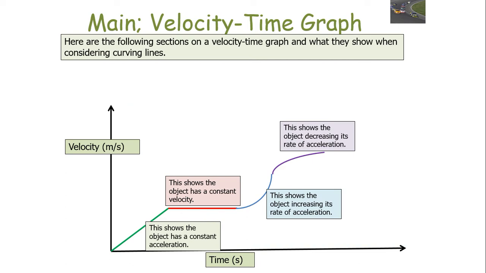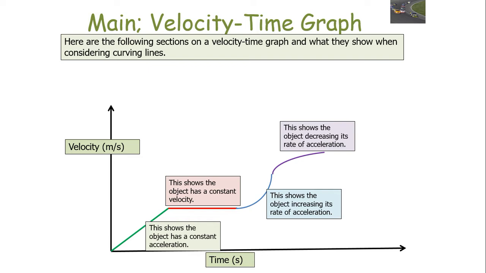Now, we can also consider curves, because you can get curved sections for your velocity time graph. So what do we know? Like we said before, if it's a straight line going upwards, it has constant acceleration. If it's a flat line, it has constant velocity.